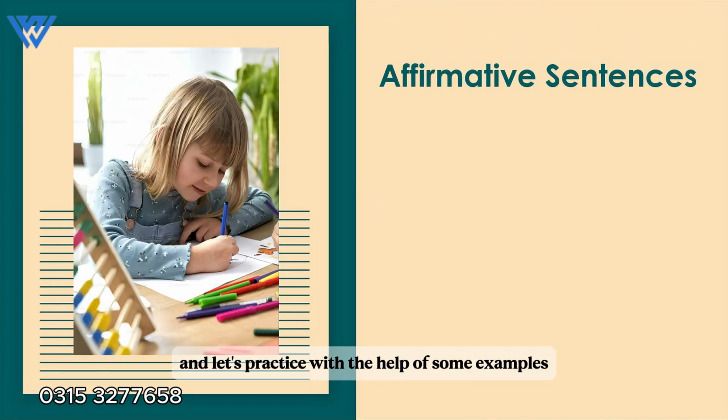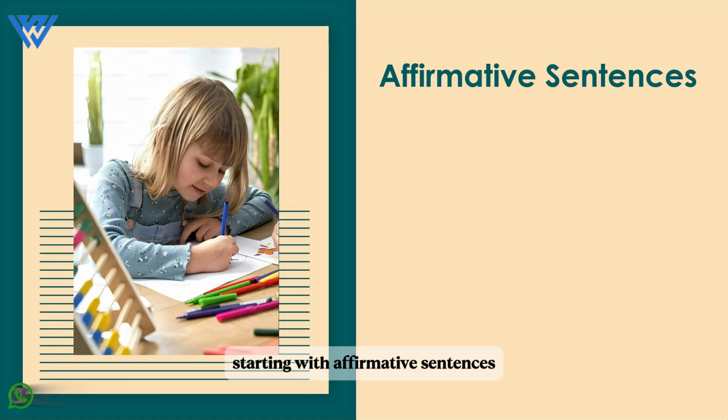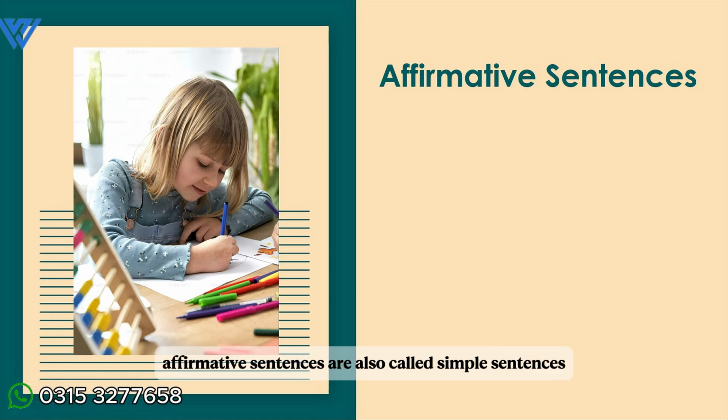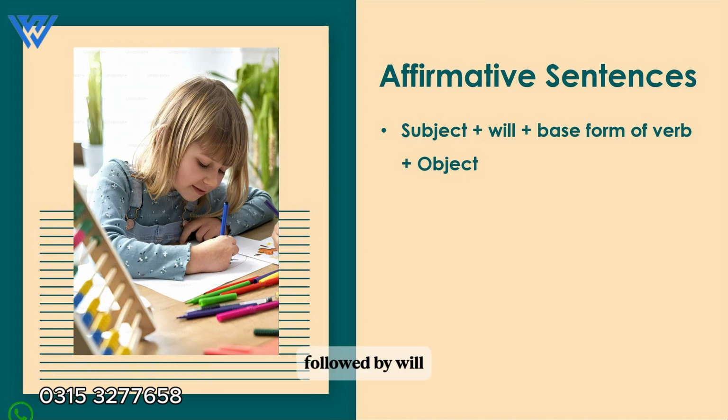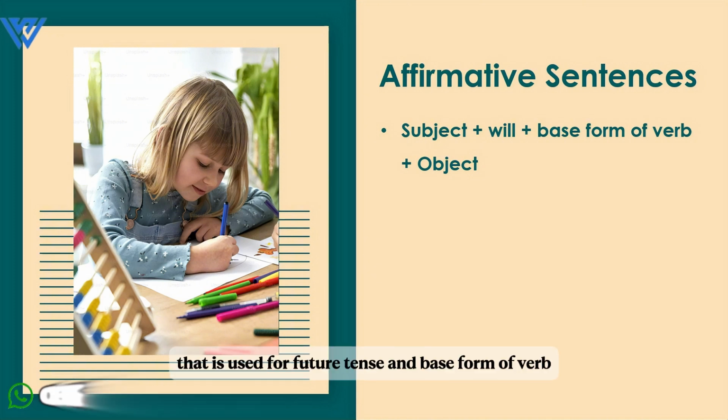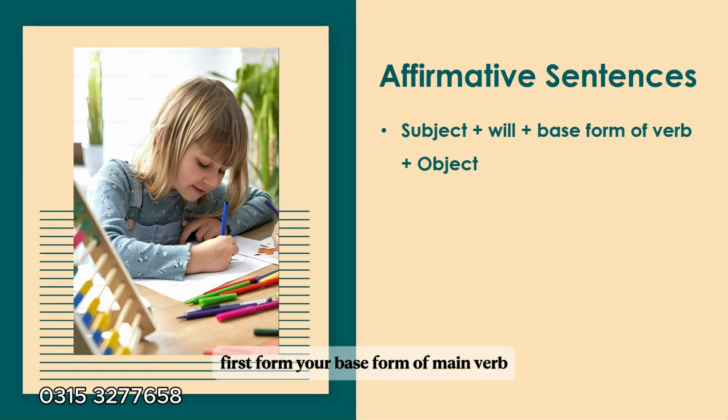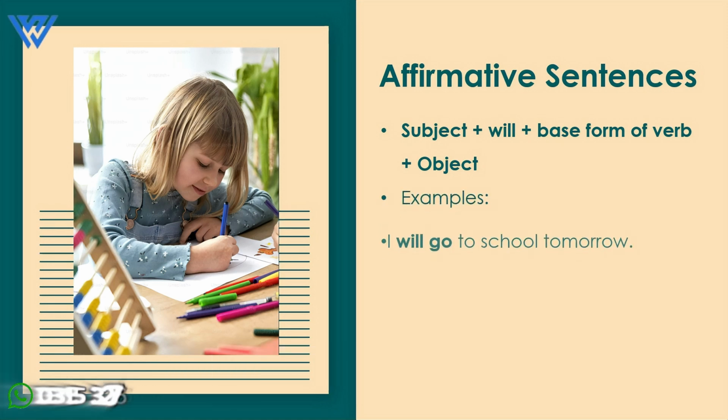Starting with affirmative sentences. Affirmative sentences are also called simple sentences. Simple sentences या positive sentences का sentence structure always starts with subject followed by will, that is used for future tense, and base form of verb. फर्स्ट फॉर्म या बेस फॉर्म ऑफ मेन वर्ब लगती है, उसके बाद ऑब्जेक्ट. So let's see some examples.